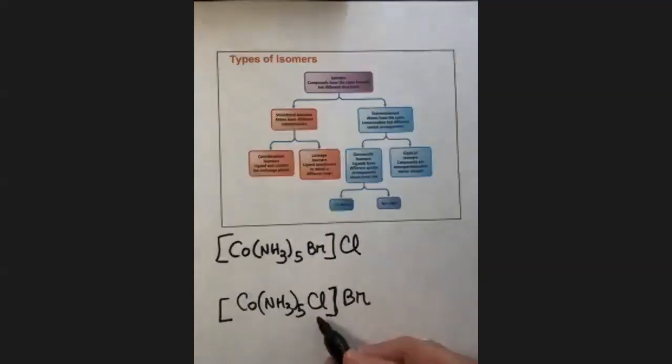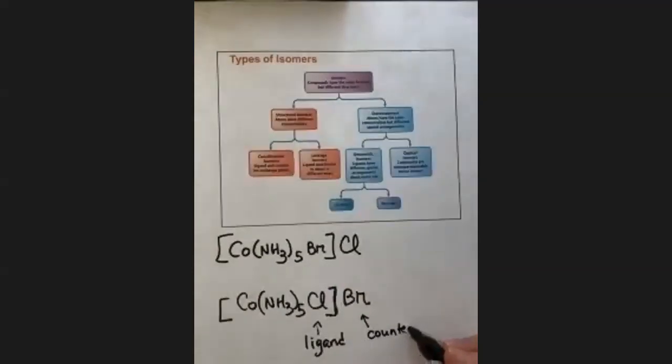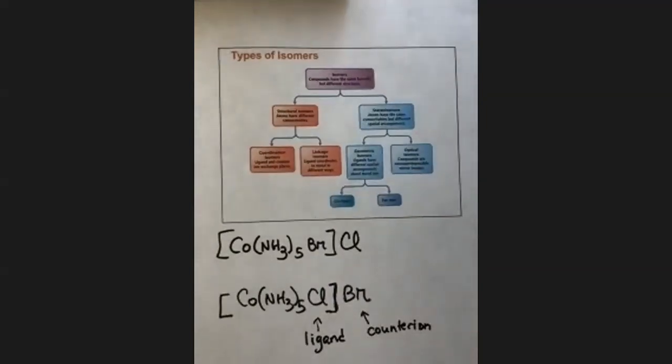In the bottom one, we have the chloride ion, right, as a ligand. And the bromide ion as a counter ion. So that is what we call a coordination isomer. Simply means that in one isomer, one of the ligands is exchanged into a counter ion in the other isomer. All right, so that's an example over there.